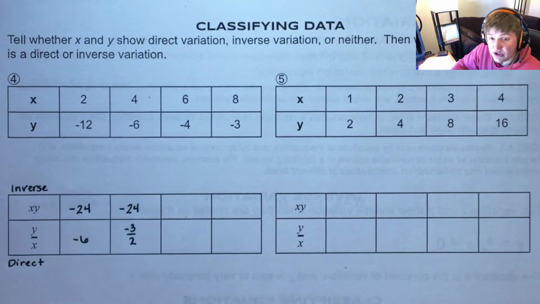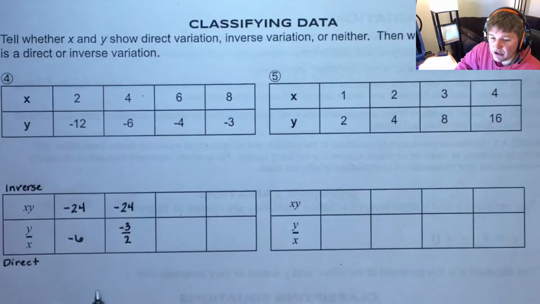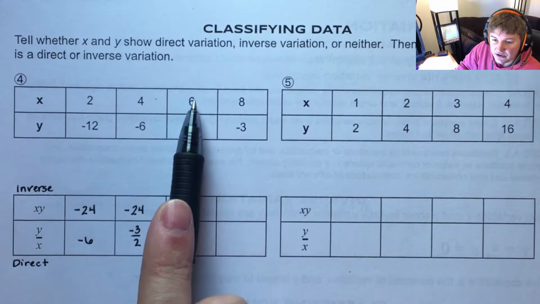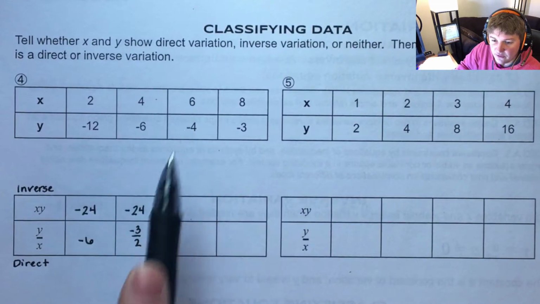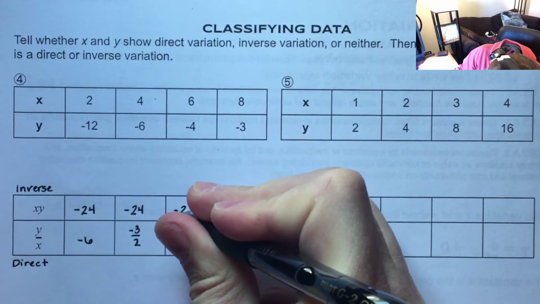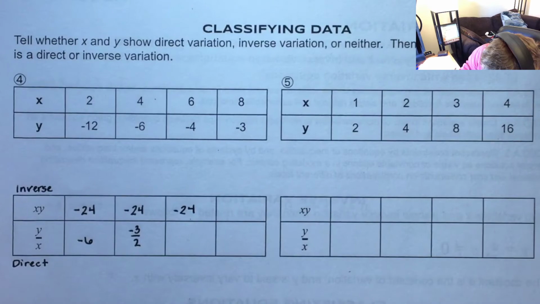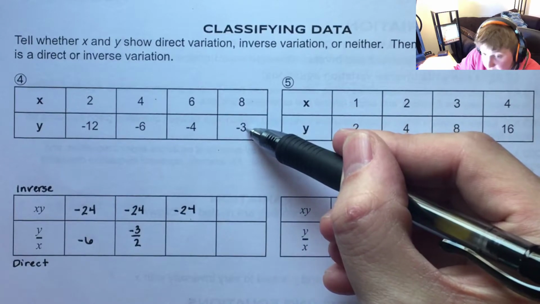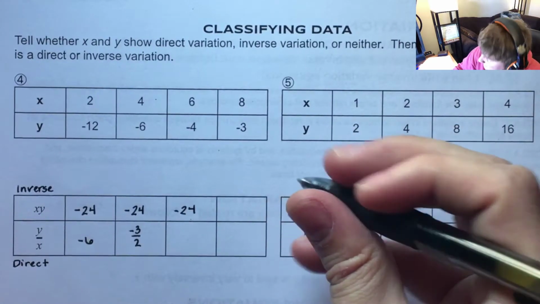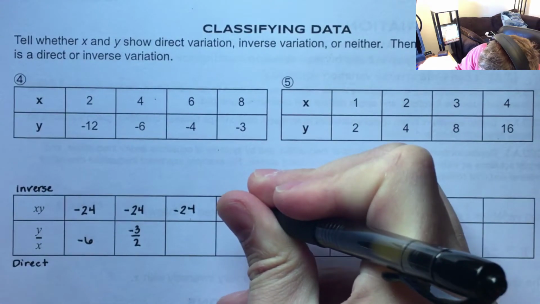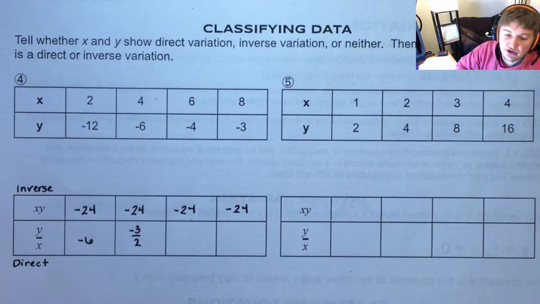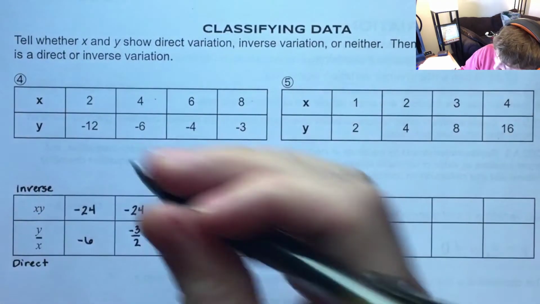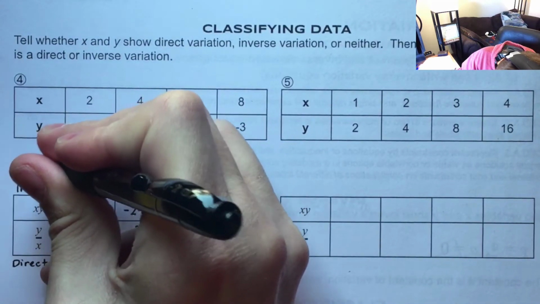So let's just keep moving because we don't know whether this is an inverse variation. We need to check all of the ordered pairs to see if it's equal to that same value. So x times y, 6 times negative 4 is negative 24. And again, this is unnecessary, so I'm not going to do it. Then x times y again, 8 times negative 3, which is negative 24 again. When I look at this, for inverse variation, x times y is equal to a constant number. So this is great. This tells me that it is an inverse variation.